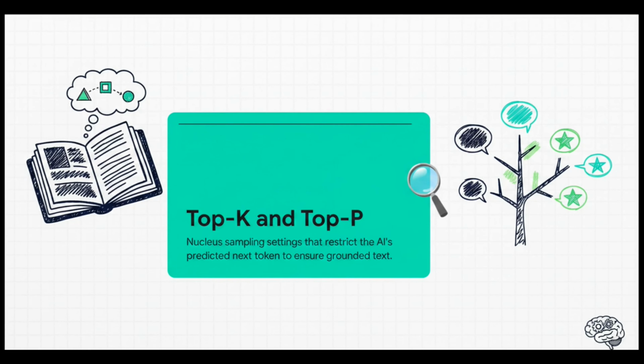Alongside temperature, you can also adjust top K and top P. Now, these are nucleus sampling settings that restrict the actual vocabulary the AI is even allowed to consider. Tweaking these forces the model to choose from only the most likely next words. It lets you find that absolute perfect sweet spot between strict predictability and wide-open creativity.